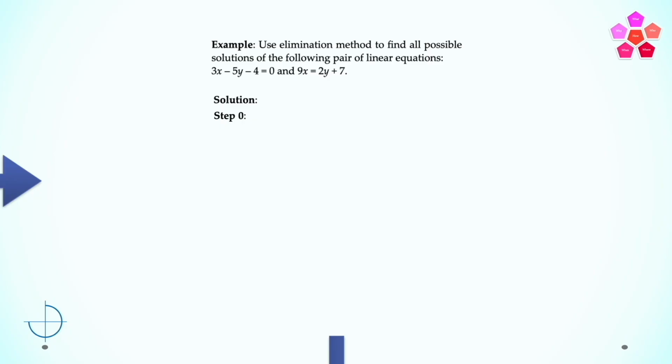Let's simplify the problem. So we have 3x minus 5y minus 4 is equal to 0 as the first equation, and we have 9x minus 2y minus 7 is equal to 0, equating all equations to 0. This is called the simplification strategy. We have just marked this as step 0 and given this as an example so that you remember that this also has to be done. An equation has to be equated to 0.